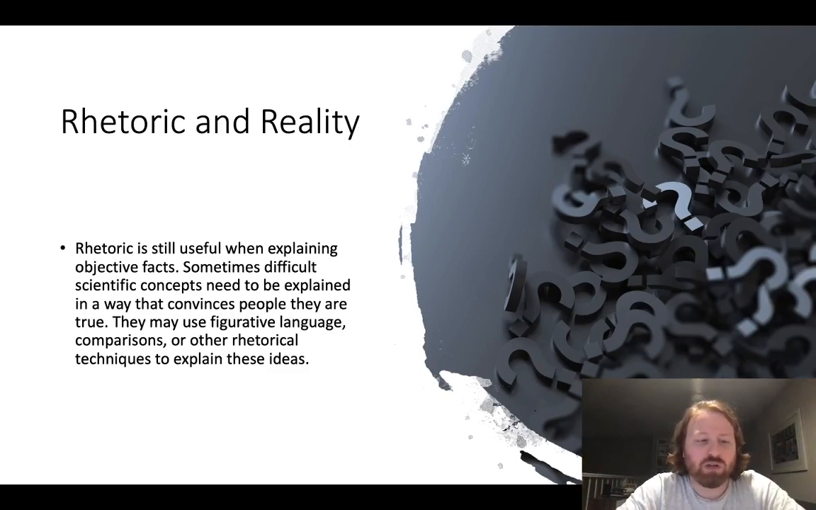So even when you are in a field like a STEM field, right, where these things tend to deal more with things that are objective, rhetoric is still useful in these cases. So don't think of it as just something that you need to use when you're in the humanities or the social sciences or whatever.